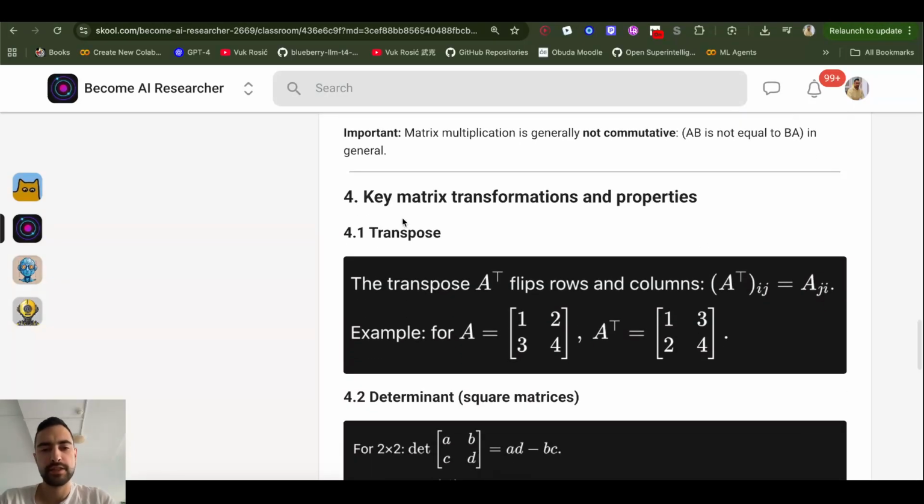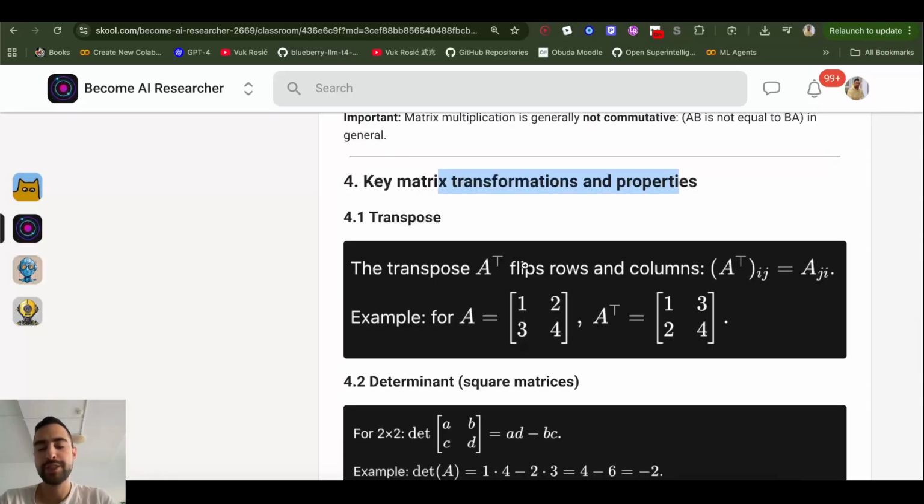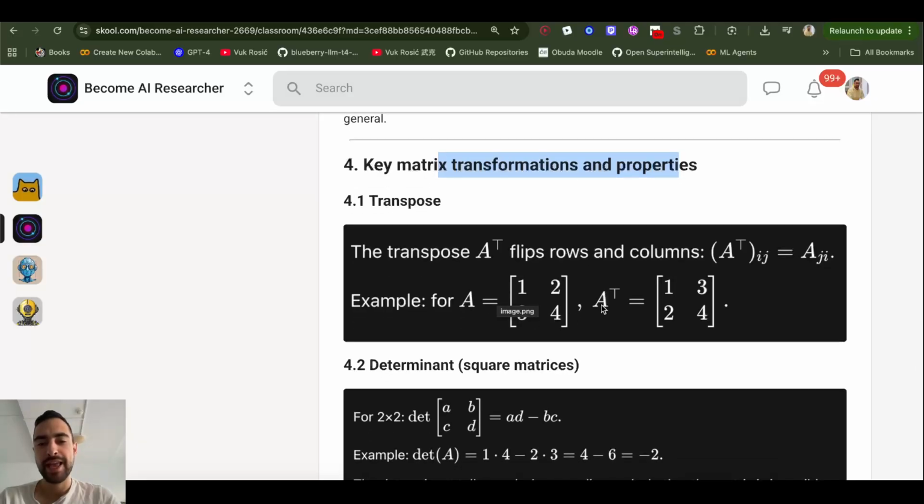Then we have key matrix transformations and properties. So we have transpose. This will swap rows and columns. So you see A is 1, 2, 3, 4. A transposed is 1, 2. Now this is the row, so this row became a column. And 3, 4. So this row became a column here.